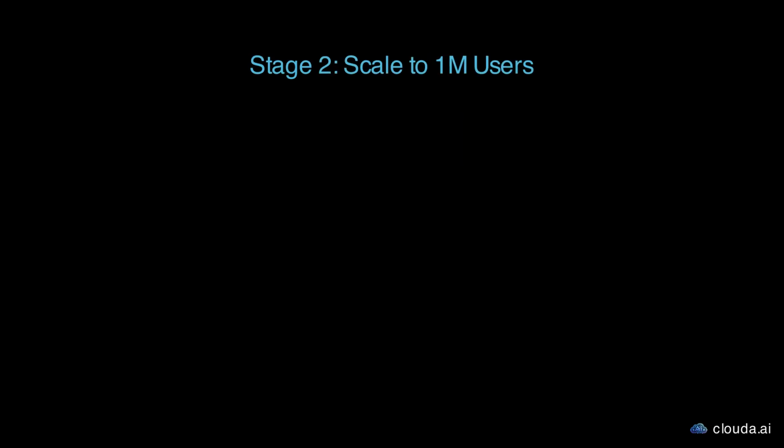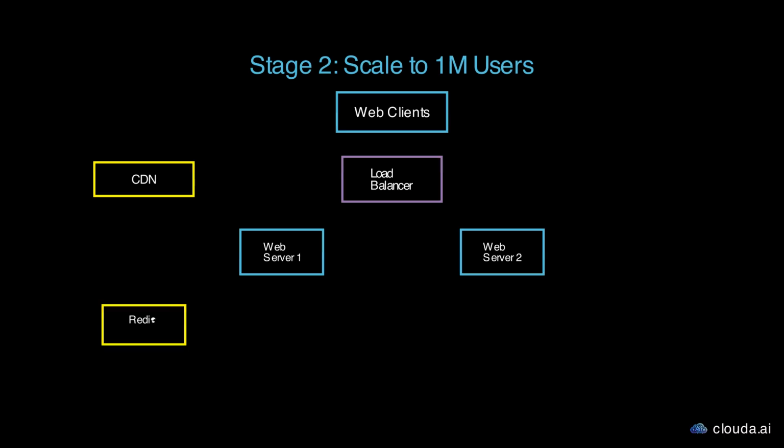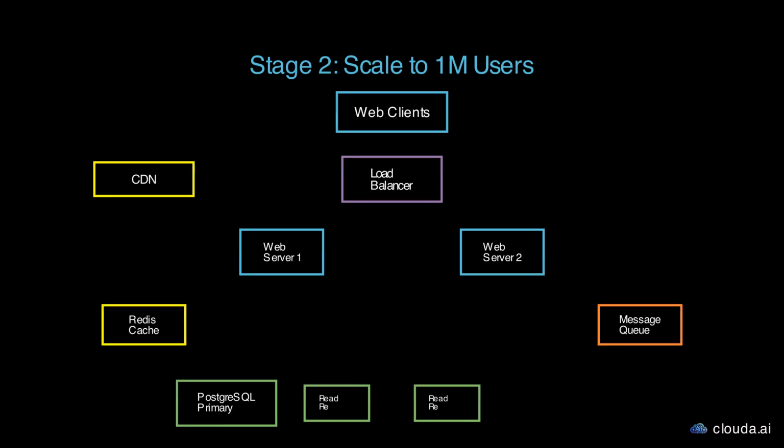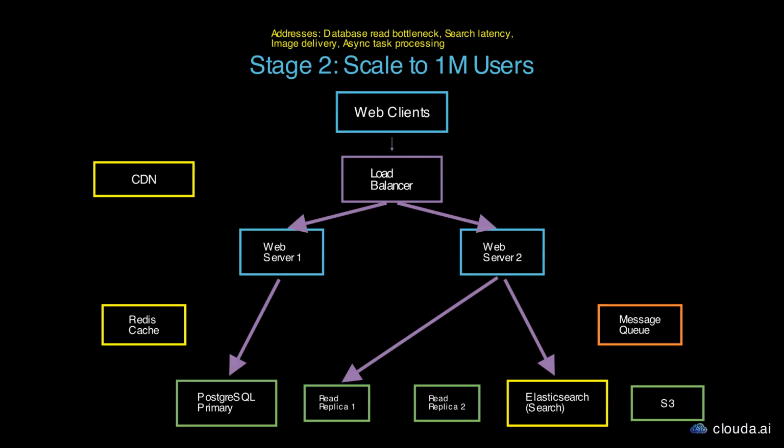As we approach 1 million users, the MVP architecture hits critical bottlenecks. Database reads become a major problem as users constantly browse listings. To address this, we introduce several key components. First, we add a load balancer to distribute traffic across multiple web servers, providing horizontal scalability. We deploy read replicas for the PostgreSQL database to handle the heavy read load from listing queries.